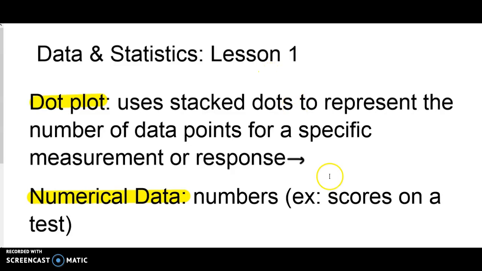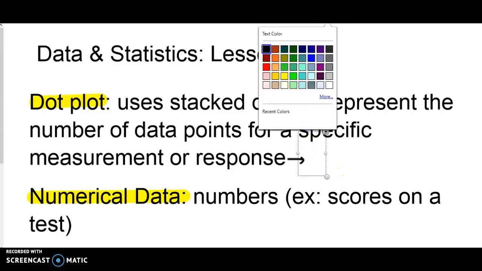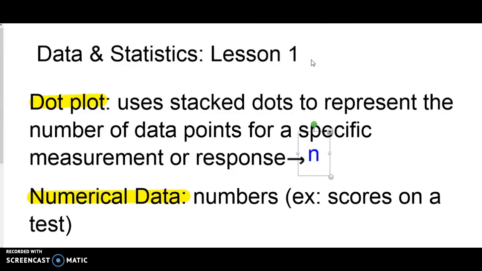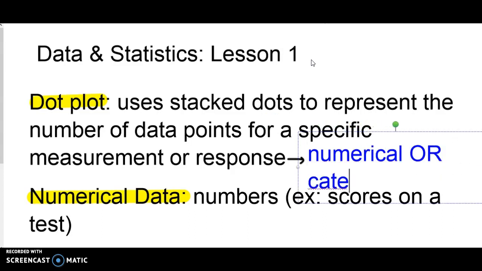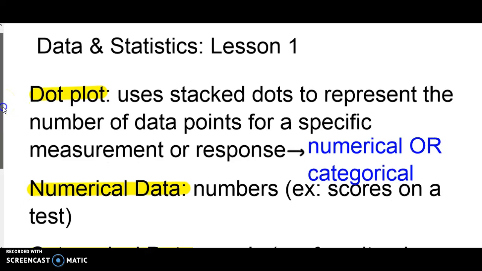Dot plots can be used for two different types of data. So it can be numerical or it can be categorical. And we're going to talk about what both of those things mean in a second, but just add that to your notes, please. Numerical or categorical.